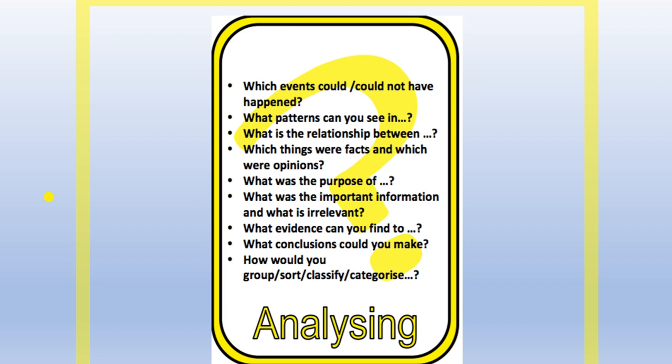Now after that, we can ask, what patterns can you see in? What is the relation between? This is also a nice question, like, what is the relation between two topics, or two persons? Which things were facts and which were opinions? What was the purpose of? What was the important information and what is irrelevant? What evidence can you find to? What conclusion could you make? How would you group, sort, classify or categorize?